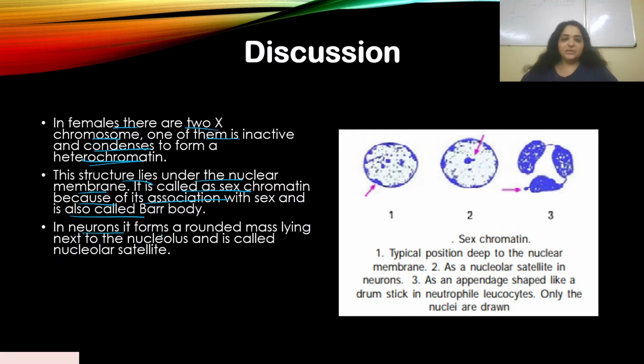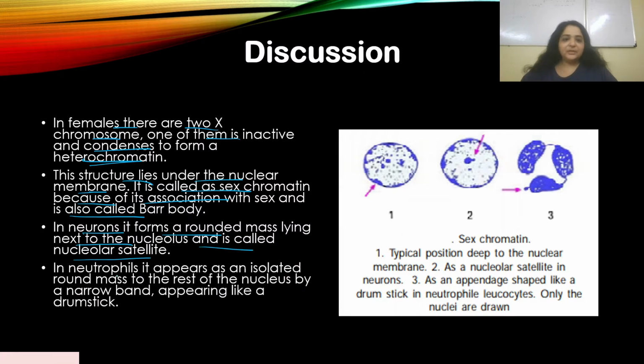Okay, in neurons it forms a rounded mass lying next to the nucleolus and is called nucleolar satellite. And in neutrophils it appears as an isolated round mass connected to the rest of the nucleus by a narrow band, appearing like a drumstick. Okay, so there are three places where you can see these Barr bodies. Okay, and Barr bodies are exclusive for females.